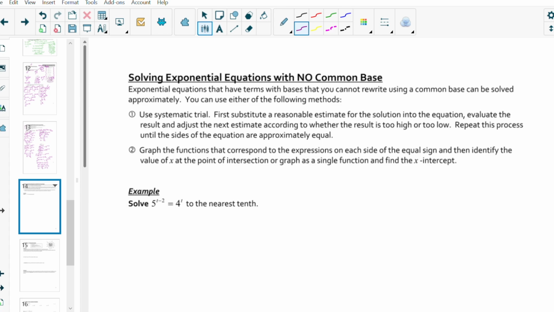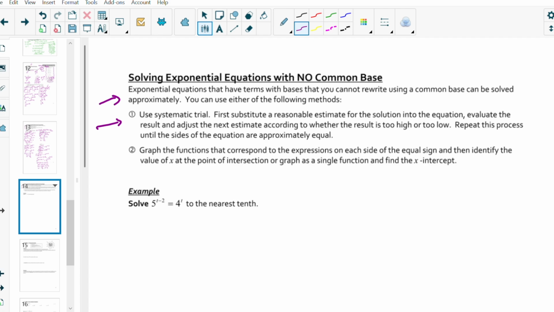Okay, this is the problem we run into sometimes with exponential equations, is that we don't have a common base. So exponential equations that have terms with bases that you cannot rewrite using a common base can be solved approximately. For this unit, we're just going to solve it approximately, but we're not going to be satisfied with it. We'll figure out how to do it exactly in the next unit using logarithms. But for now, this is a good trial and error method. You can use either of the following methods.